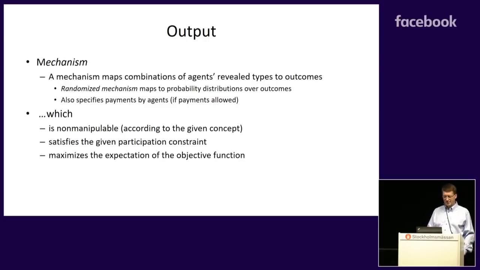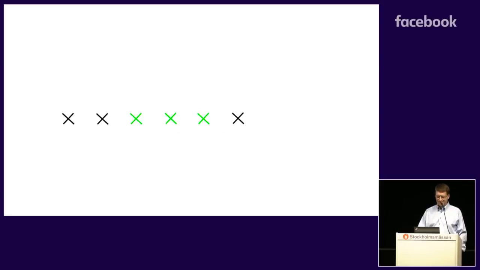What are the properties of the mechanism? Well, it's non-manipulable according to the given incentive compatibility constraint type. It satisfies the given participation constraint type, and it maximizes the expectation of the objective function. Okay, so this of course sounds great. Hey, now we don't have to do anything by hand, but computational complexity is a big problem here. And before we get to that, let me give you a motivating example of why this might be a good idea.